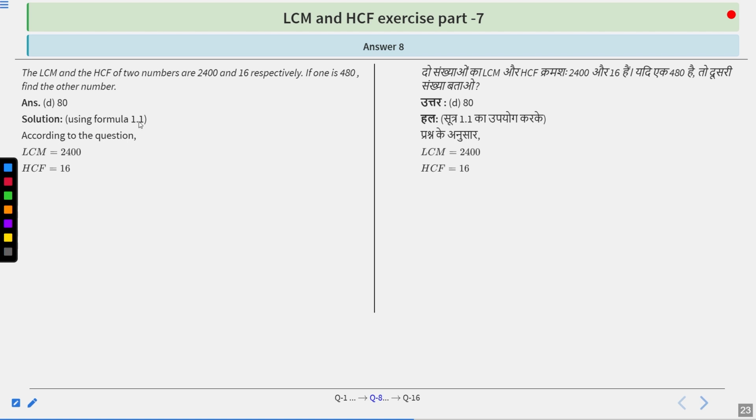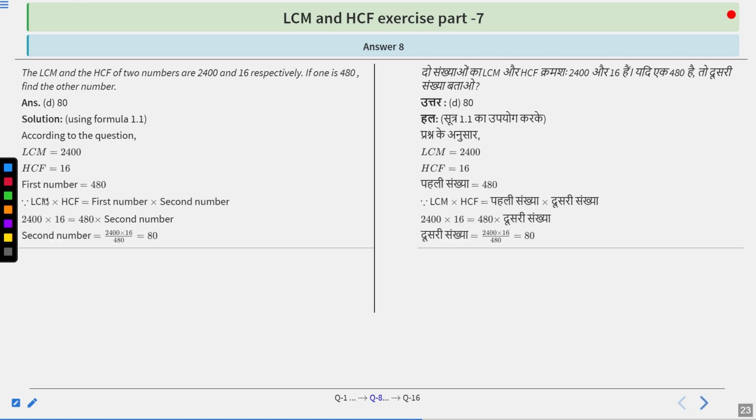Now by using formula 1.1, we can solve the question. And according to the question, LCM was 2400 and HCF was 16. And first number was 480. Formula 1.1 says that LCM into HCF is equal to first number into second number. So 2400 into 16 is equal to 480 into second number. From here, the second number becomes equal to 2400 into 16 upon 480, that is 80. So option number D is the correct answer.